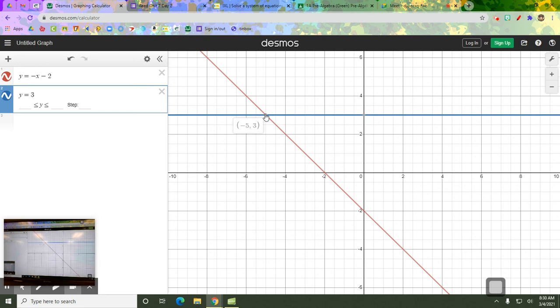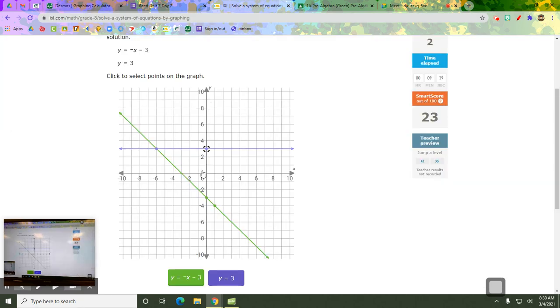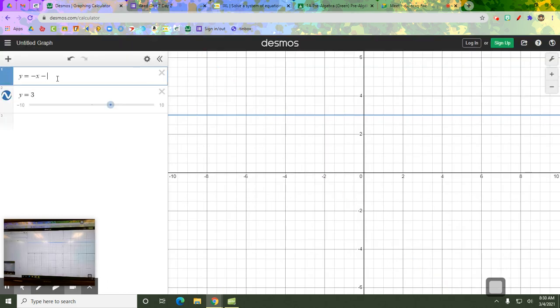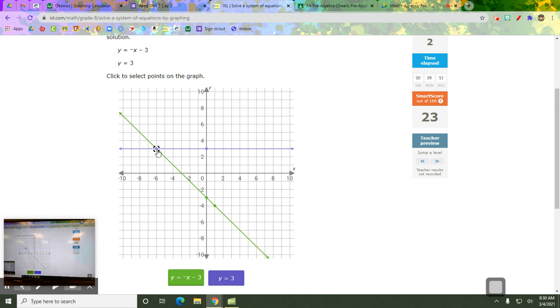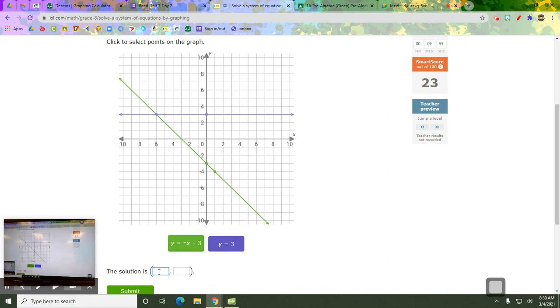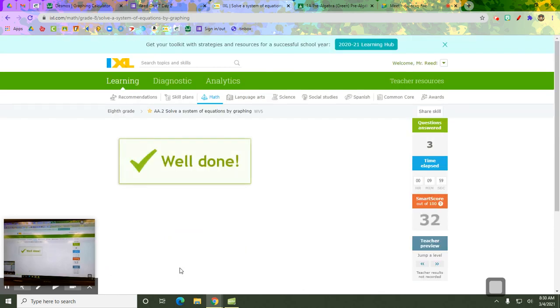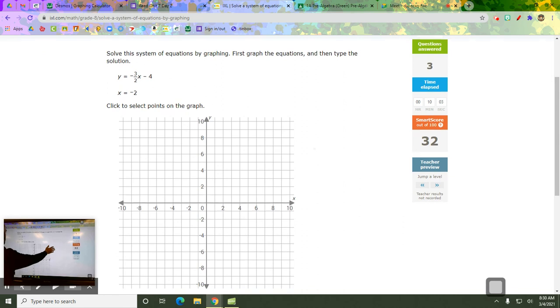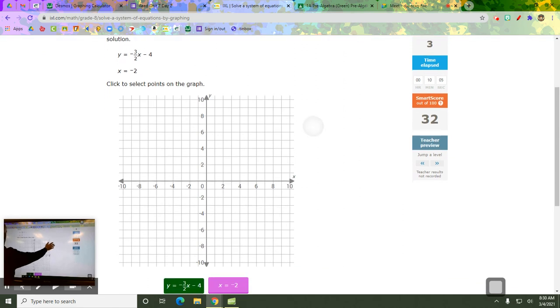So this is negative 5, 3. I go back, double check. Oh, this has negative 6, 3. That's because I typed it in wrong. It's minus 3. Way to go, Reed. There we go. Now, negative 6, 3. So over negative 6 up 3, and that's my solution. So negative 6, 3. Well done. So 3 questions. We're already at a smart score of 32. So I'll do one more here.